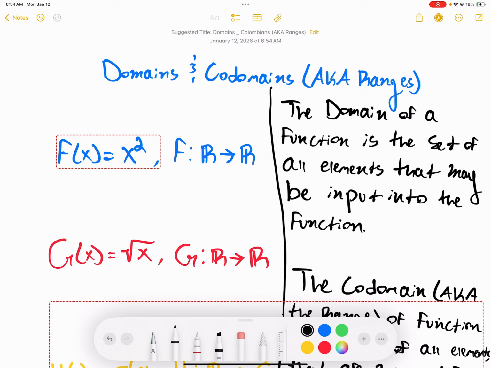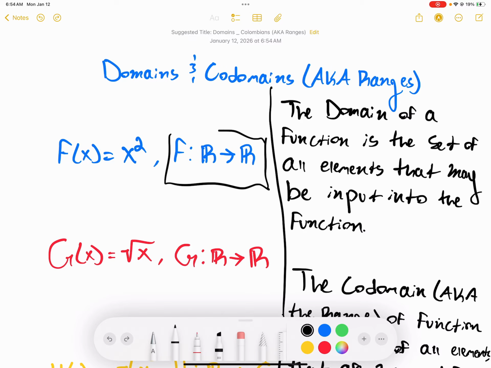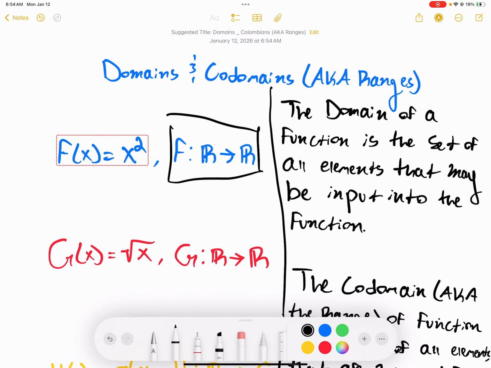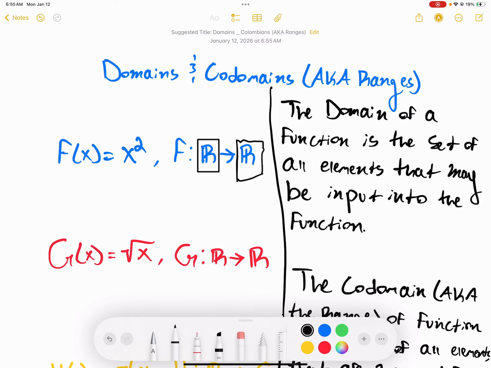Now let's do a couple examples just so that it's clear how these domains and codomains can turn out. So I got this function f of x right here written in blue, and f of x is equal to x squared. And right here, what I just boxed off, this is telling you that f is a function that maps inputs from the real number system to outputs that are in the real number system as well.